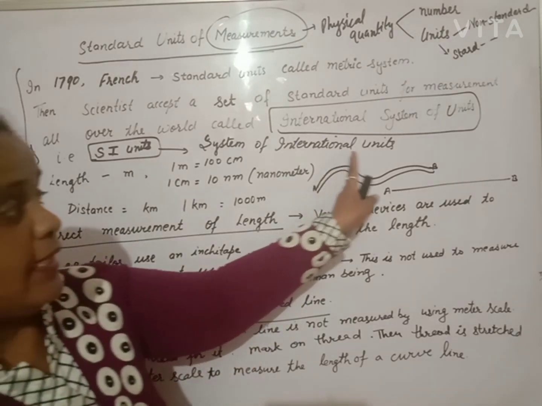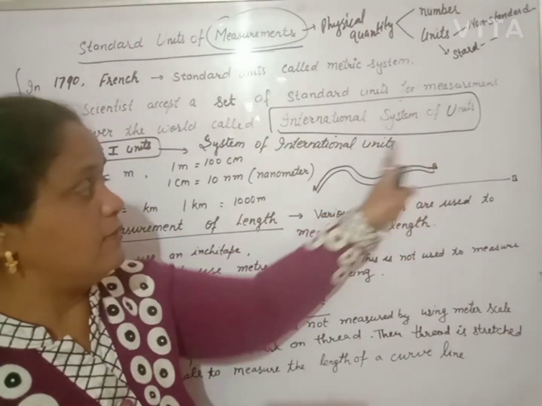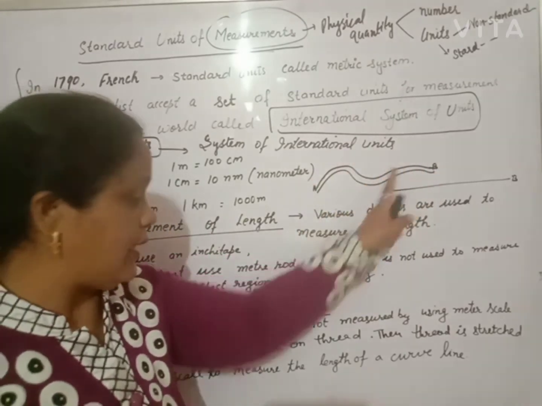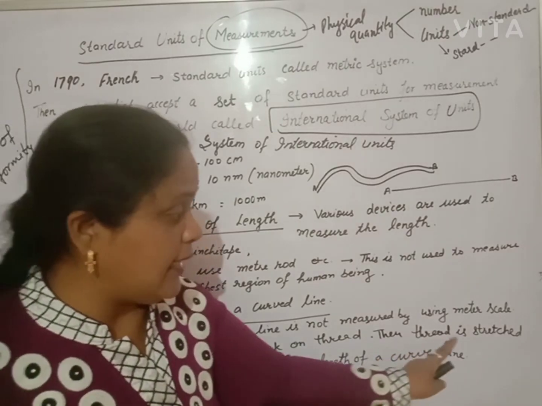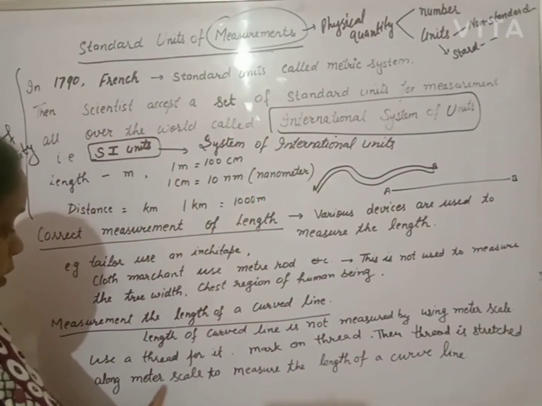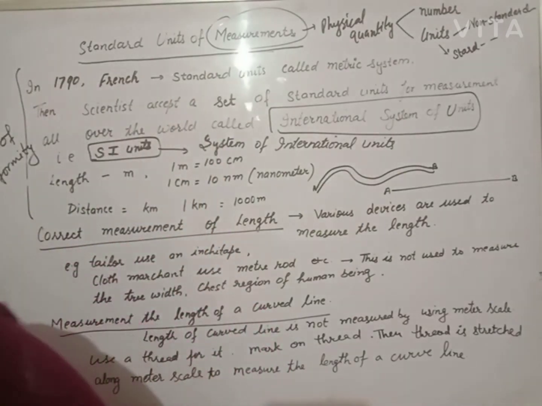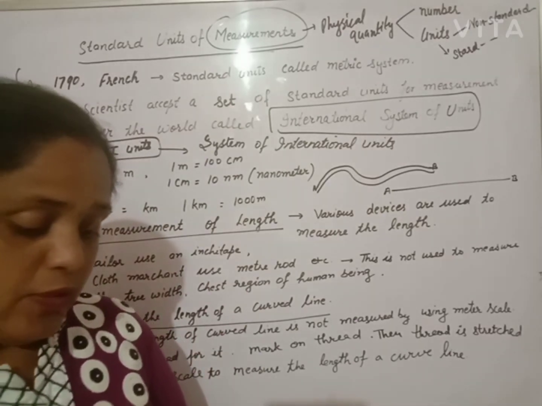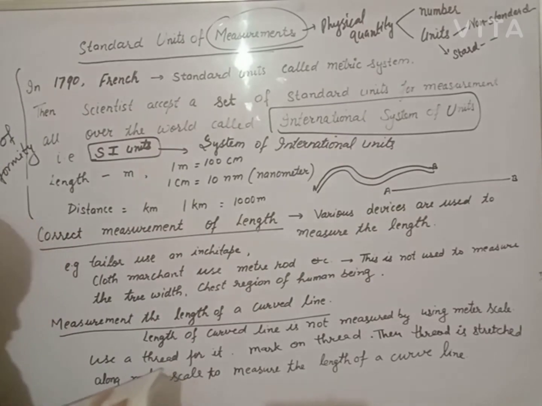Better, we will place a thread along the curved line and mark on the thread from the initial point to the end of the line, that is A and B. Mark on the thread AB. Then the thread is stretched and measured along with the metric scale to get the length of the curve. That is the correct method to measure the length of the curve. Clear?